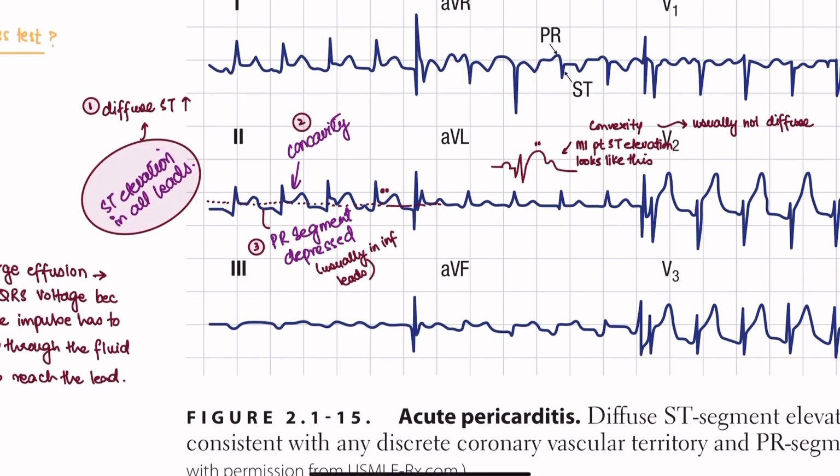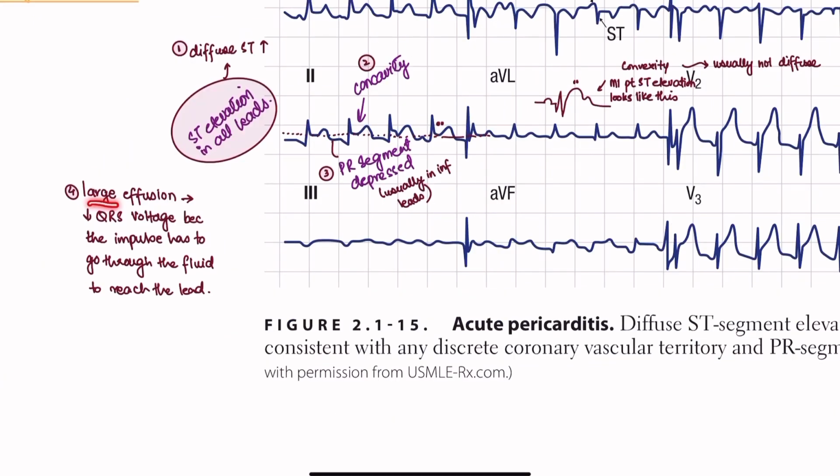Another thing that you will find is that the PR segment is depressed, and this will usually happen in the inferior leads. So if you look here, the PR segment is depressed. It usually goes something like this, right? But over here the PR segment is depressed. And lastly, if there's a large effusion, for example in cardiac tamponade, the QRS voltage will be decreased because the impulse has to go through the fluid to reach the lead. Usually the QRS complex should be like this, but in these cases it will be something like this, which is not normal.